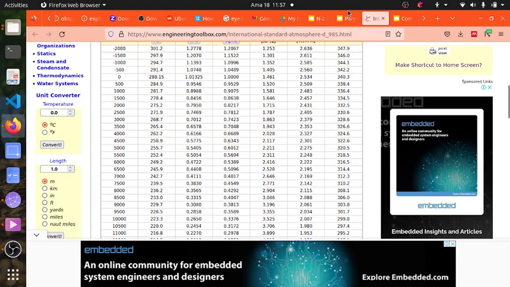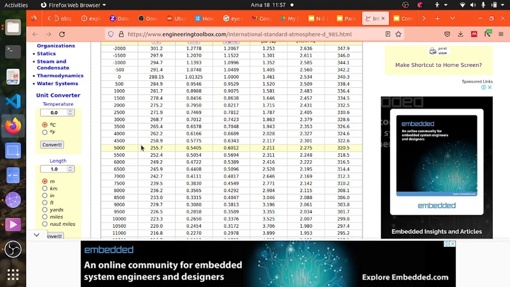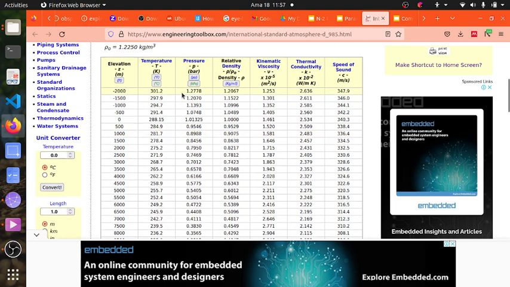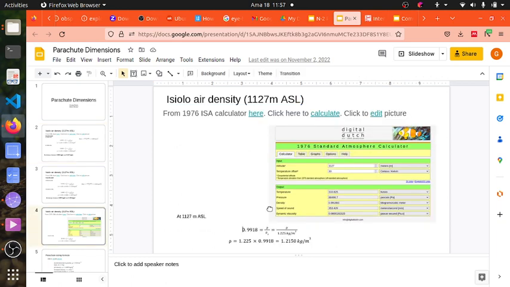So like this one is 1127 meters above sea level. 1127 meters is like this. 11 is between here and here. So we expect the density, this is relative density. You can get the actual density by using the relative density and the absolute density. So let me just go here. These are the values at 1000 and 1500. So the air density has to be between here and here. So this is for one chart.